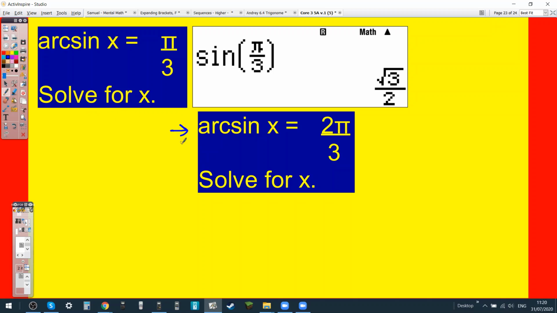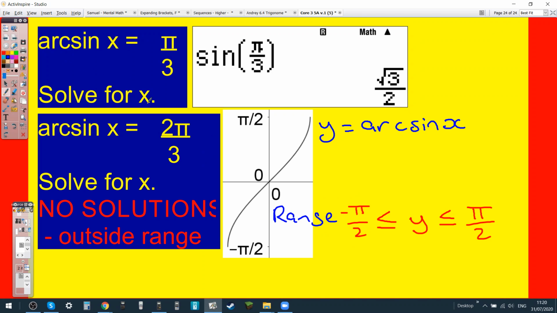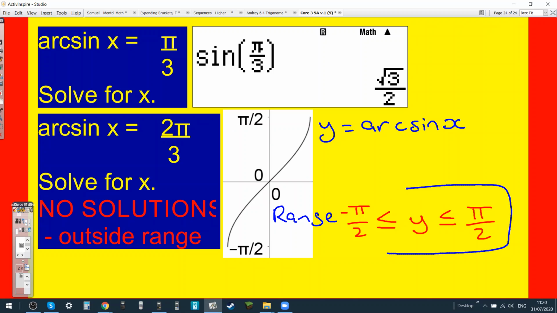And how about this one? That'll be root 3 over 2. You'd think so, wouldn't you? However, it's also outside the range, and that is because the range of arcsine x is between pi over 2 and minus pi over 2, because the domain of sine x is restricted to pi over 2 and minus pi over 2 to make it a function.